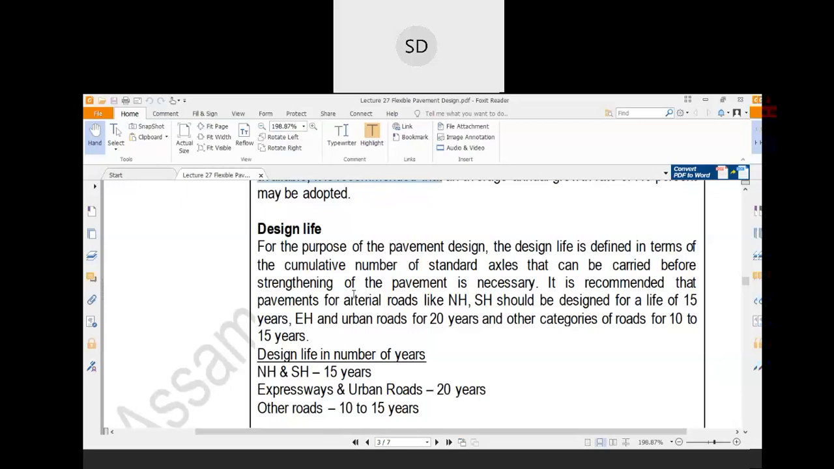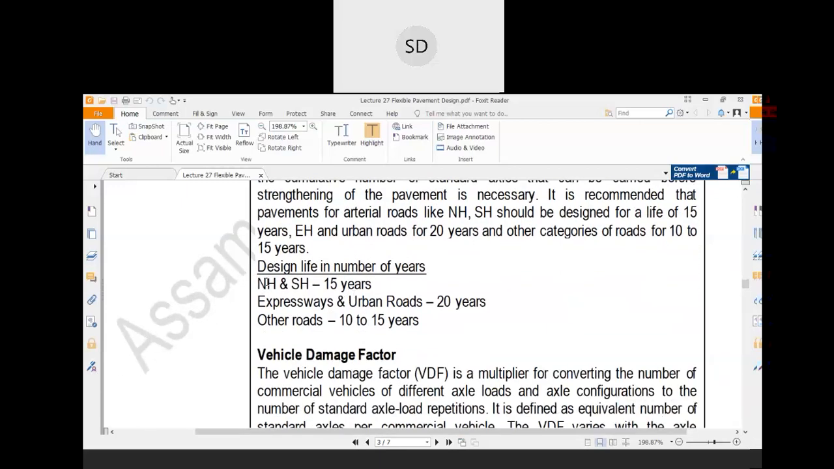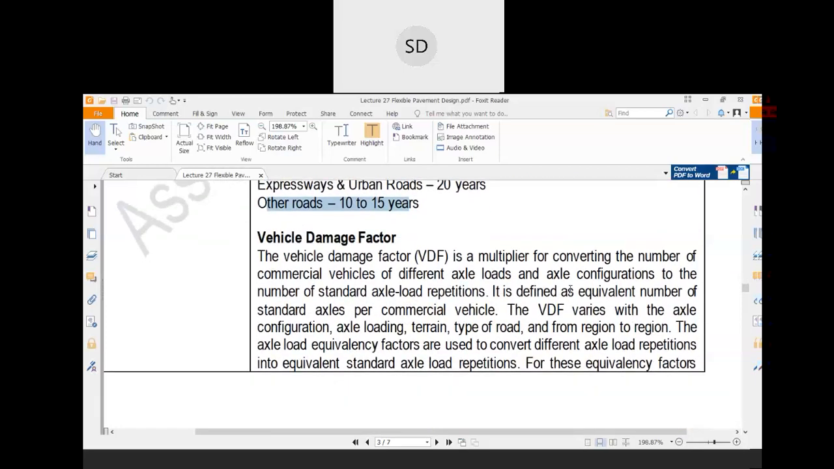Okay, so there are different design considerations for different types of roads. As you know, there are national highway, state highway, expressway, etc. So for the national highway and state highway, design life is considered as 15 years. For expressway and urban roads, it is considered as 20 years. And for the other roads, it is considered as 10 to 15 years.